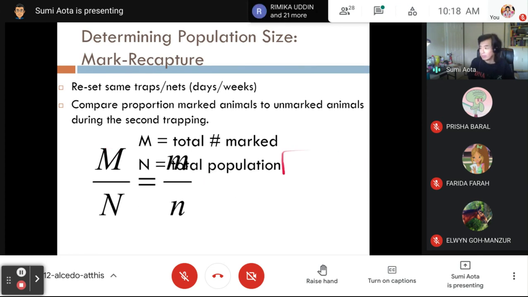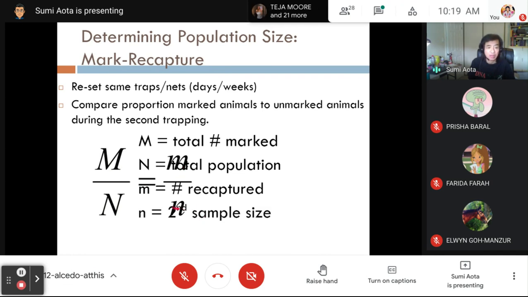Capital N is the total population. So N is what you're trying to estimate. Lowercase m is the total number recaptured. So let's say you marked 35, and the second time you trapped, you captured 10. And lowercase n is your second sample size. So let's say that you captured a total of 50 individuals. That will be how that works.